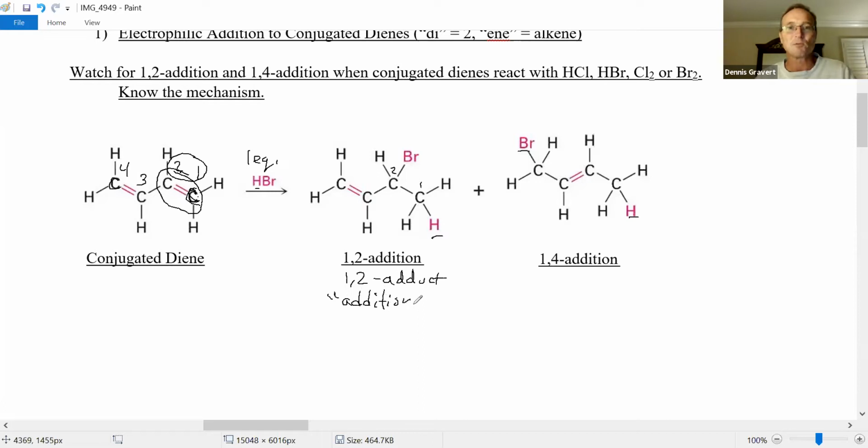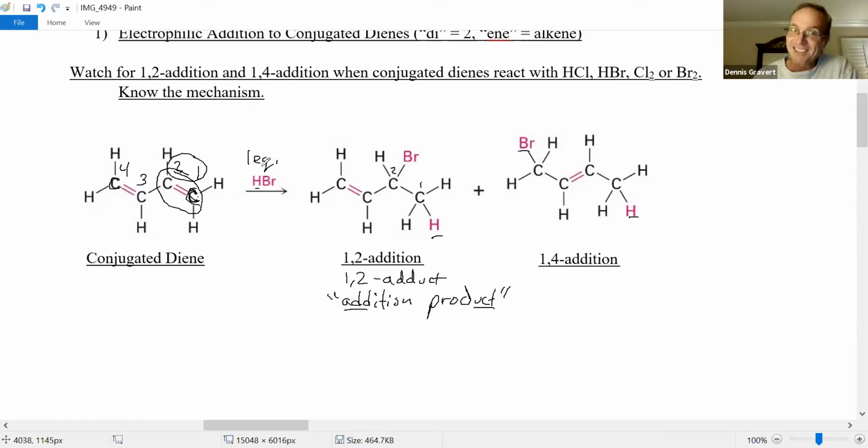Chemists making up words. Whoops. So we got the addition product. So take the add and the uct. You get adduct, addition product. Yeah, clever, I guess.